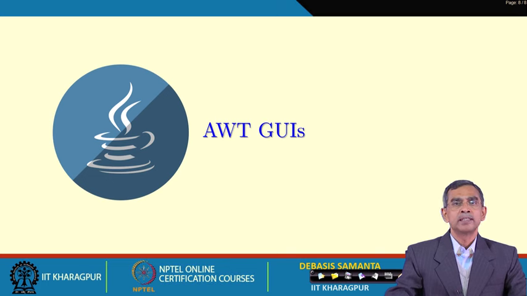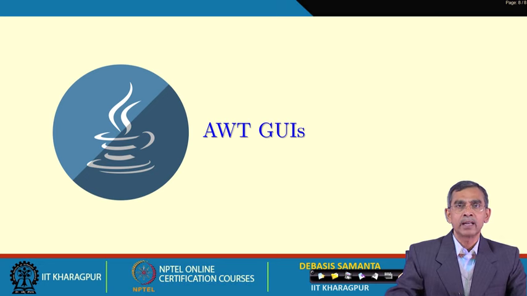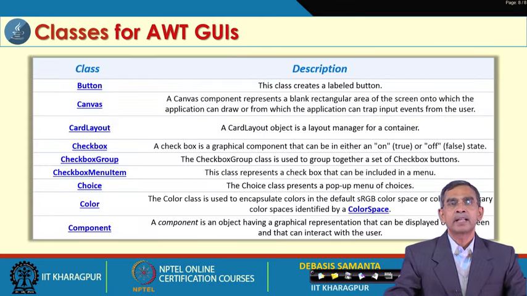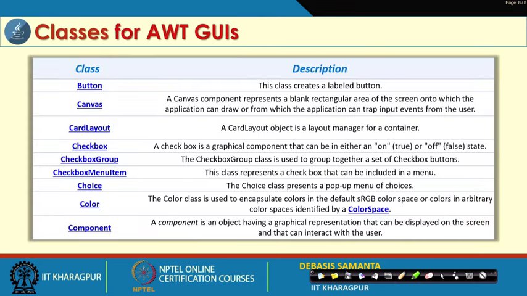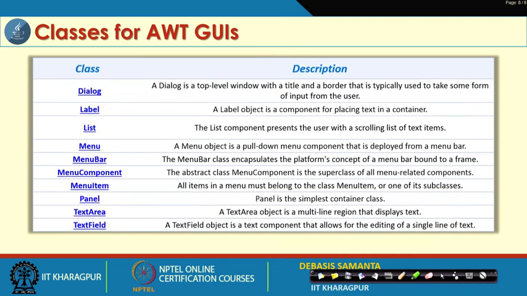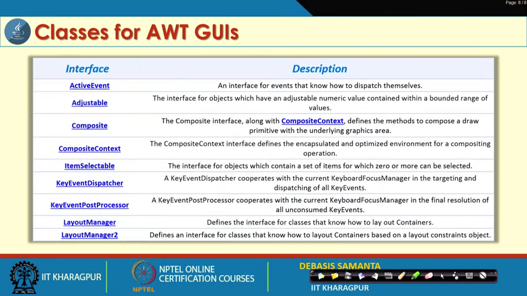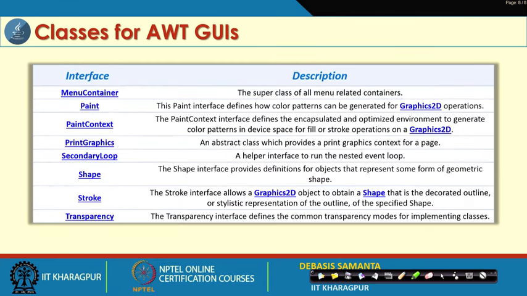AWT is therefore for developing graphical user interfaces, and mainly the component is responsible for building GUIs. Now, what are the components? Those are very important to learn at the beginning stage of your programming learning. There are many classes or subclasses related to the component, like button, canvas, card layout, checkbox, etc. There are many more classes, and many interfaces also, included here.